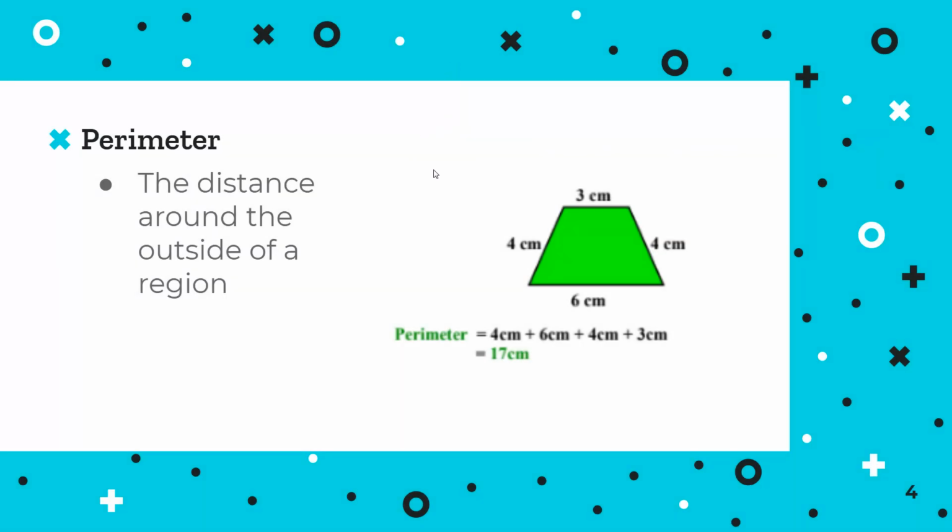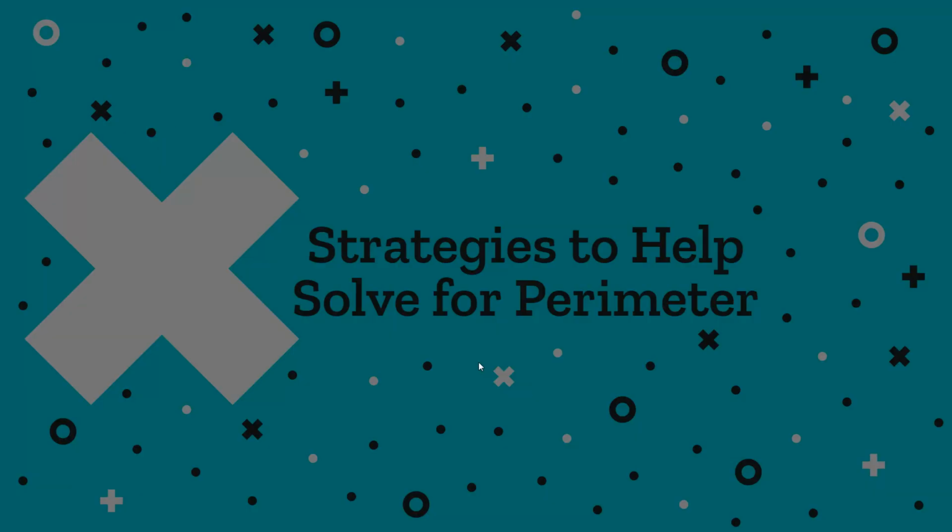All right, so let's review a little bit of the vocabulary and some strategies for area and perimeter. Perimeter is the distance around the outside of a region. For example, they give this trapezoid with measurements for each side. To find the perimeter of the trapezoid, all they did was add up 4 plus 6 plus 4 plus 3, and they got a total of 17 centimeters for the perimeter. If you took all these sides and put them in a straight line end to end, it would equal the same as 17 centimeters.